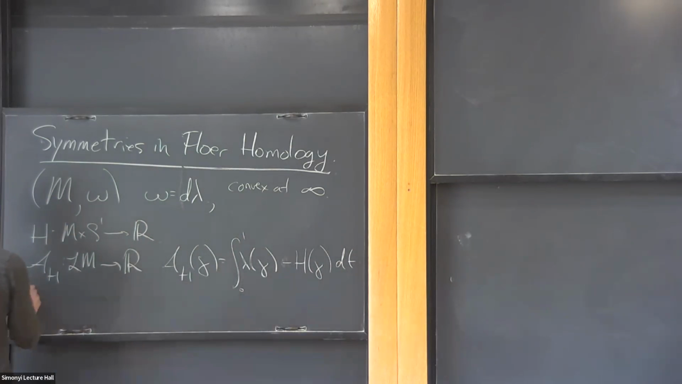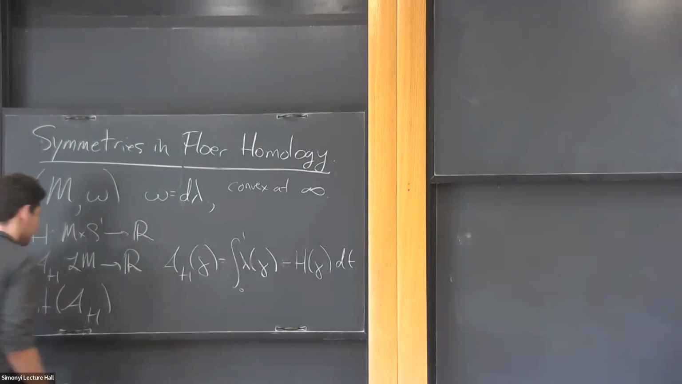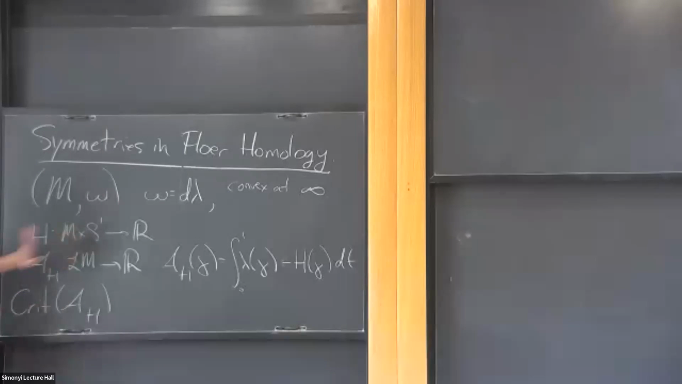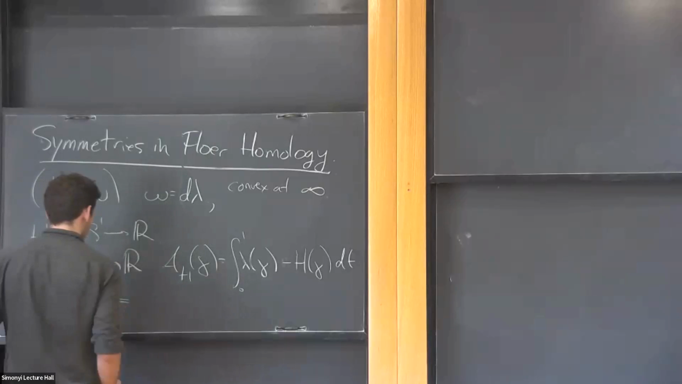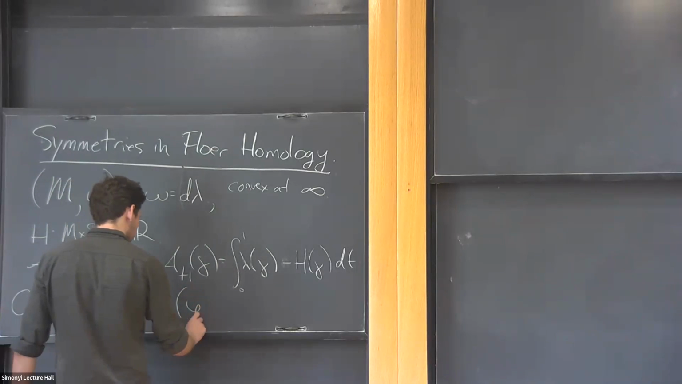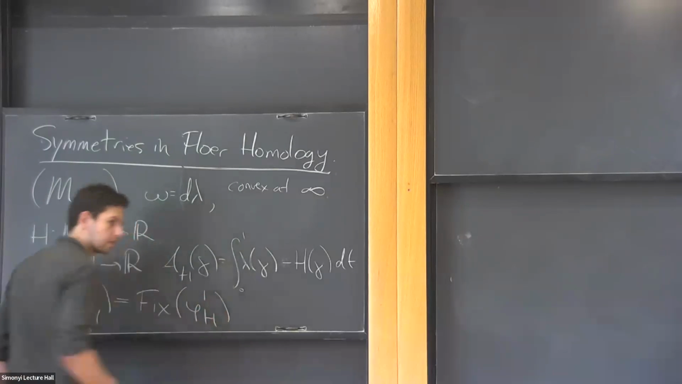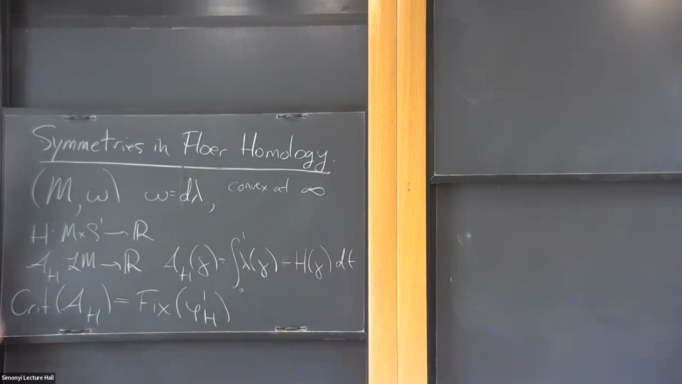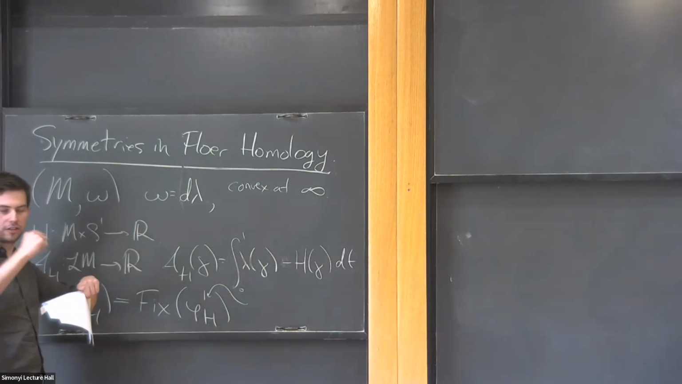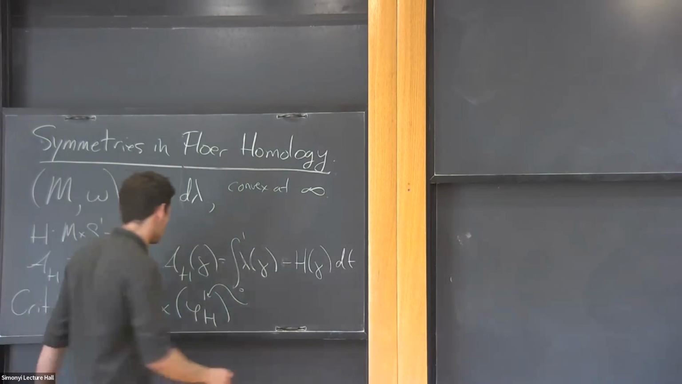And you notice that the critical points of this functional, which is a function on an infinite dimensional manifold, and in some sense a smooth function, you can compute its critical points. Those critical points are the same as the fixed points of the time one flow of this Hamiltonian. So by solving Hamilton's equations, you get a diffeomorphism of your manifold. That's the Hamiltonian flow.